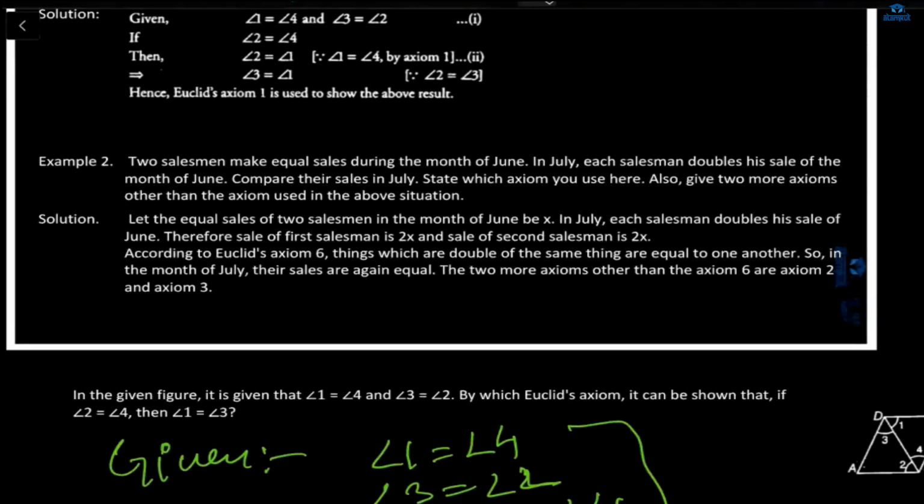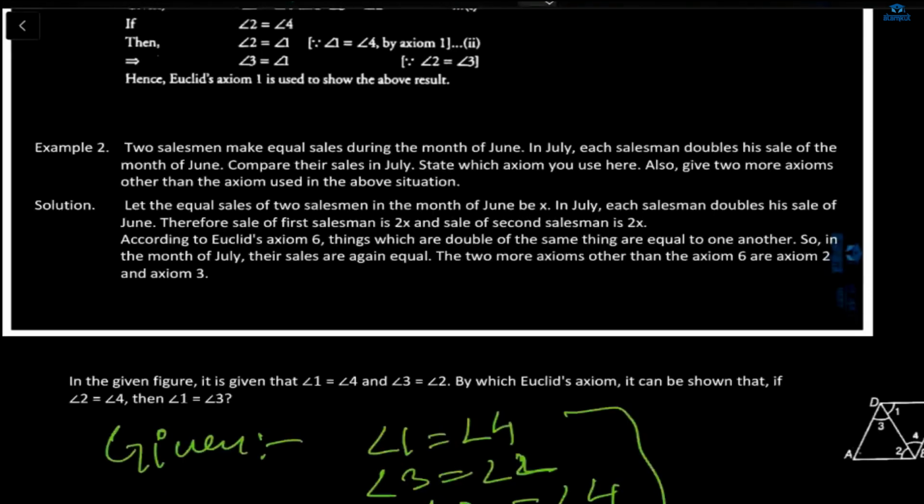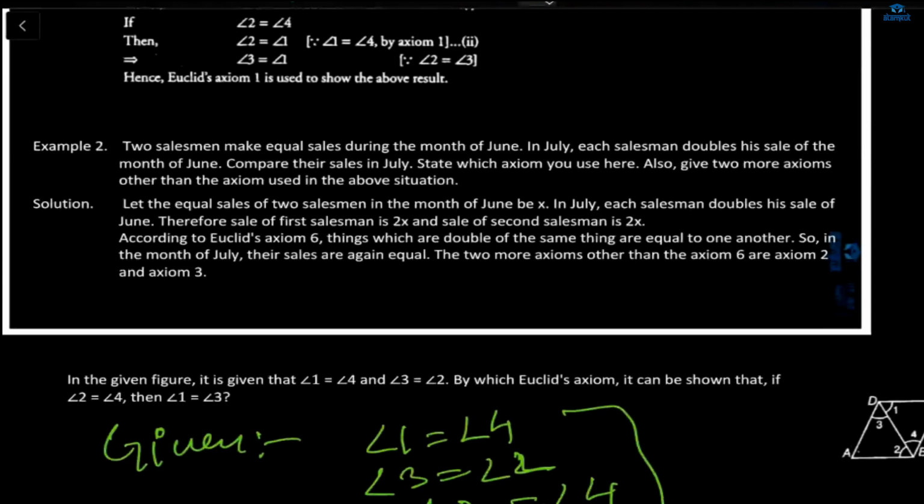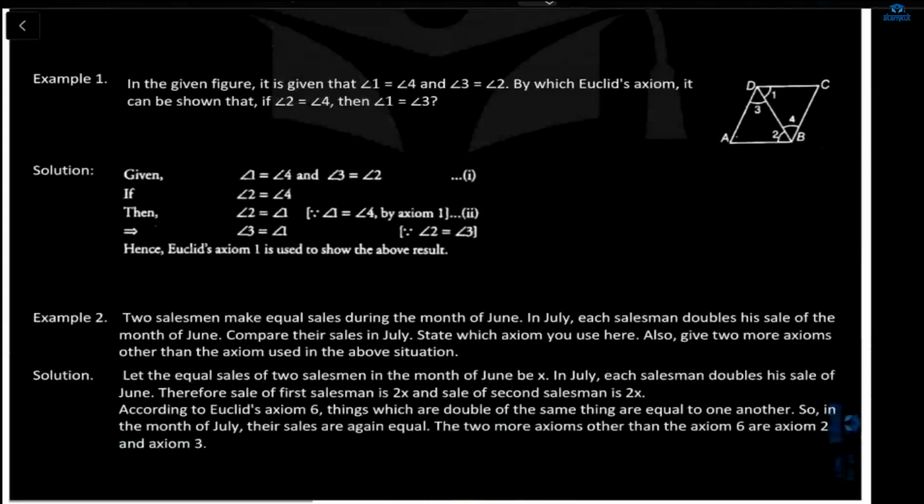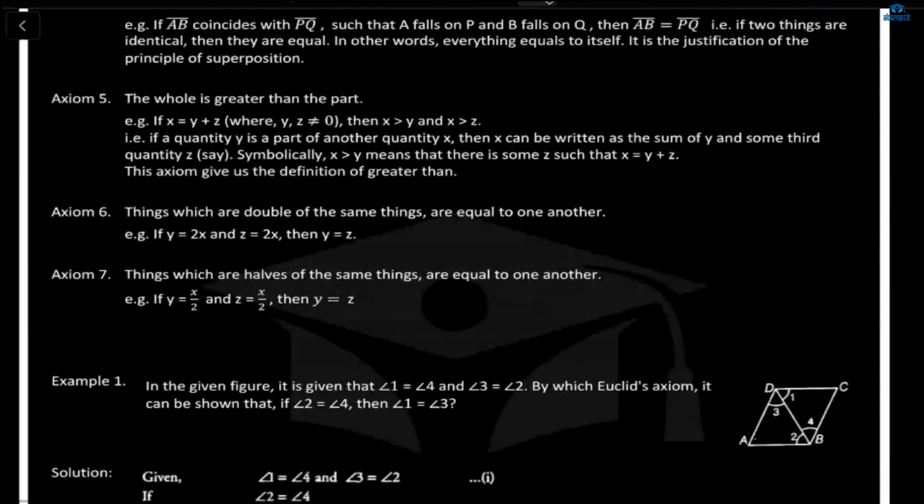Now, if you compare June to July, which axiom is used here? They both are equal. Axiom number 6, which states that things which are double of the same thing are equal to one another. Now it is asked to state two more axioms other than the one used in the above situation. The two more axioms other than axiom 6 are axiom 2 and axiom 3. Axiom 3 says that if equals are subtracted from equals, then the remainders are equal, and axiom 2 states that if equals are added to equals, then the wholes are equal.